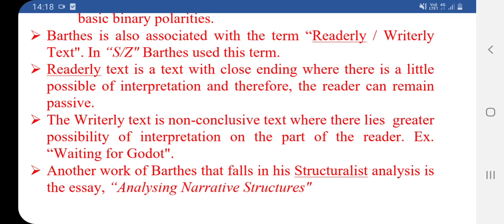Now writerly text can be described as something whose ending is totally elusive. There are no particular hints of the ending. Therefore we can assume any meaning, or we can ascribe any meaning to the text. An example can be cited: Waiting for Godot is a modern drama where we often see that the ending is elusive.